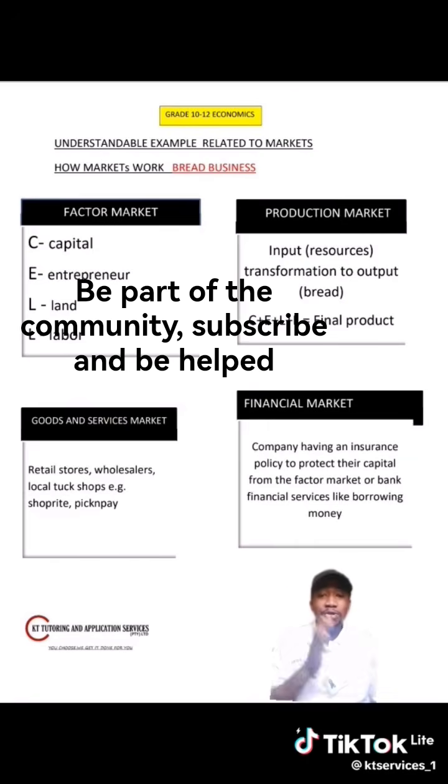So they come into the production market. All of these factor markets, they start producing, they start turning resources into outcome, which is making the bread. And then we have the goods market. The goods market then takes this bread and then sells it to individual households.